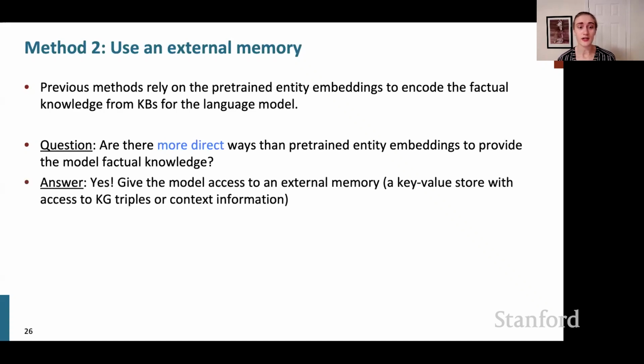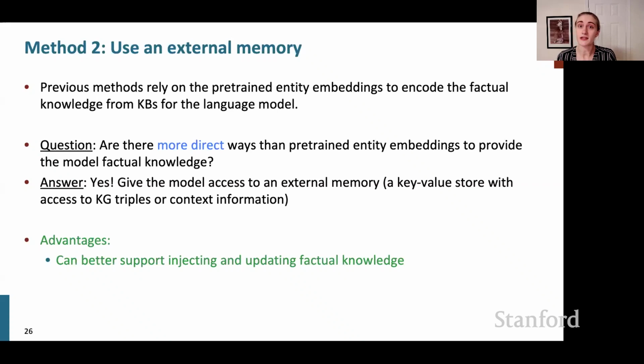And so what we're going to talk about is how you can actually use an external memory or a key value store to give the model access to either knowledge graph triples or context information. And a key thing about this external memory is that it's independent of the learned model parameters. So this means you can actually support injecting and updating factual knowledge. You can do this directly to the symbolic external memory by, let's say, changing the value for a particular key, or maybe adding another key. And you don't have to pre-train or retrain your entity embeddings when you make this change. And the approaches we'll talk about today can actually even have these updates to the external memory without more pre-training of the language model. So that's pretty neat.